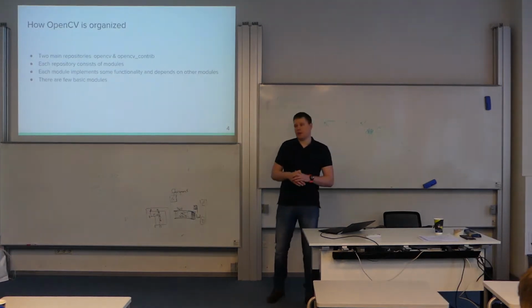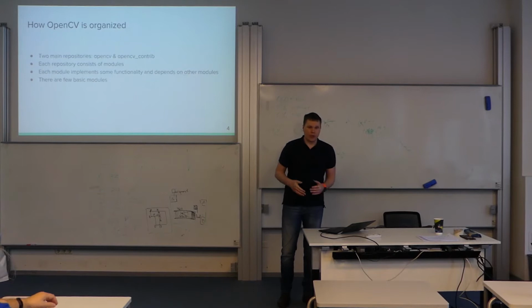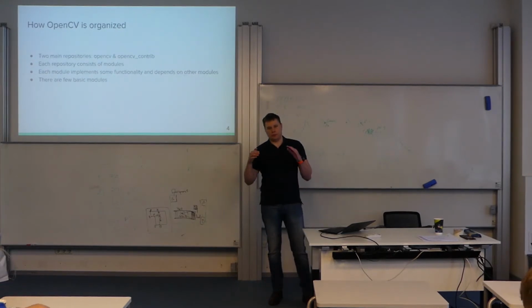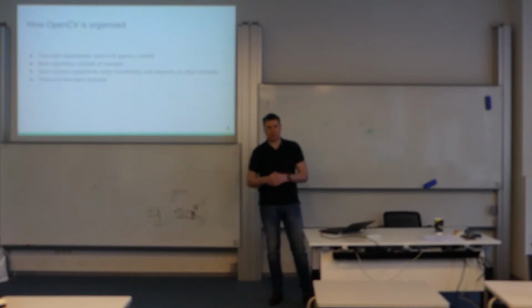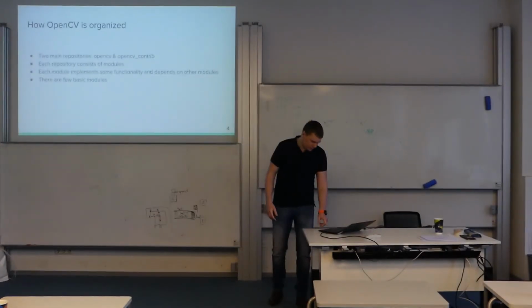Each repository consists of modules. A module is some part of the code which implements some functionality about computer vision, some computer vision problem. And of course there are some basic modules like core and other things. So these basic modules include some core functionality to glue together all modules.